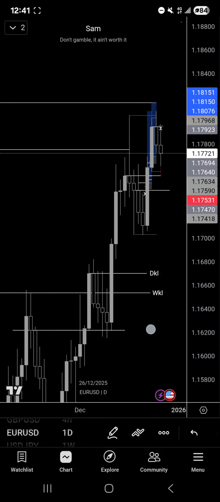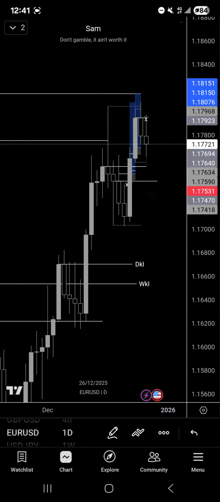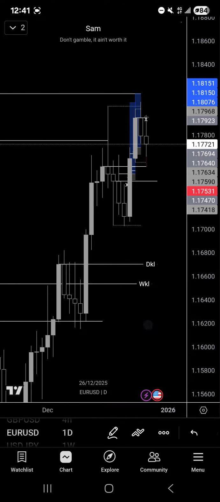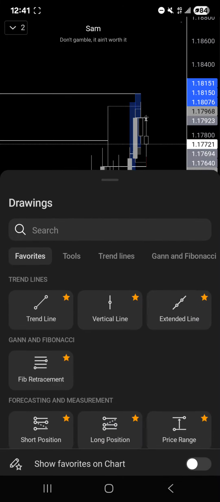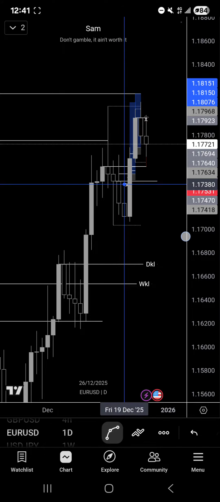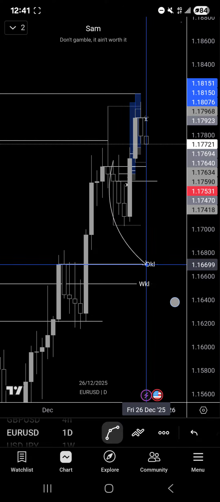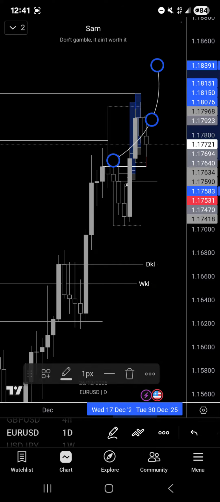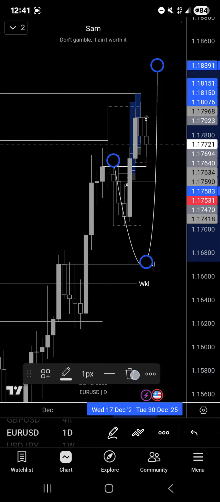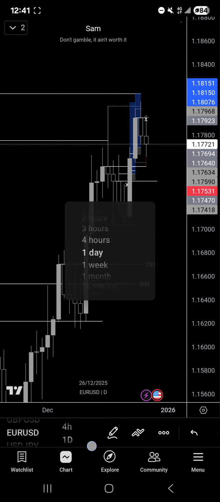And now that I think about it, the only reason I wanted to sell was because I was expecting that price is going to retrace back into this daily plug and play level and then buy from here. So I was hoping that price is going to sell all the way from here. I was hoping that it will sell from here, get into this daily key level, and then buy. So this was what I was expecting, but as you can see, price did not retrace there.